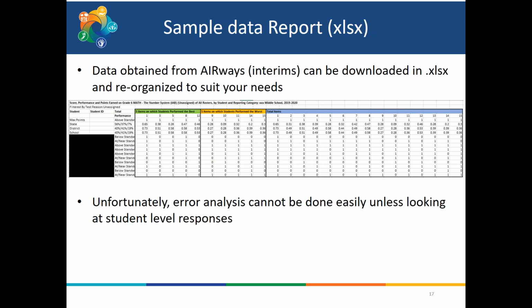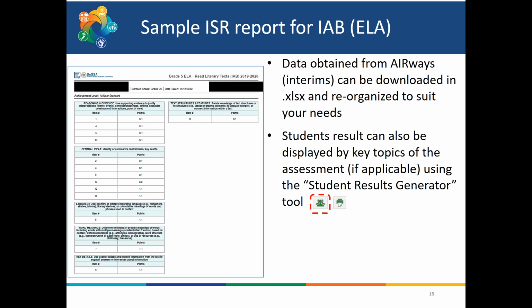So this is one type of report that you can get from AIR Ways. Then you also have another type of report called the ISR, Individual Student Report. These are available by selecting the features, and they can be exported into Excel. It can be done in PDF, or in CSV or Excel format. This is an ISR detail. So if I go back to AIR Ways, it may be good to show it. This is where you pick a little icon. So the data is downloadable, like I said, and you can reorganize it to suit your needs.